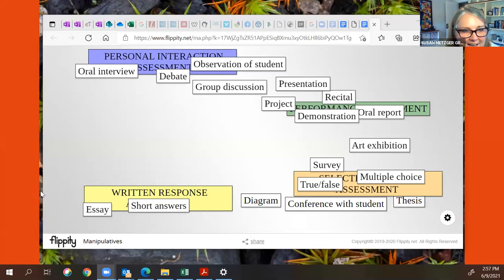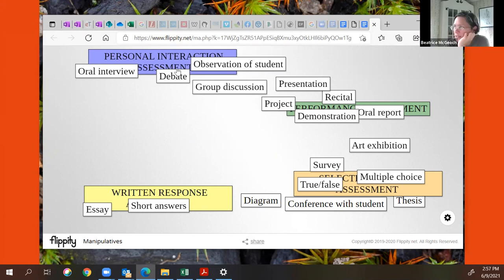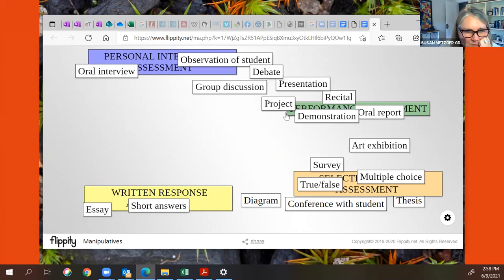Okay, so I see you kind of place the different assessment strategies on top of or around the different types. Yeah, because I sort of started thinking of it as like a spectrum. So for instance, debate, right, maybe goes here. It's more of a personal interaction than a presentation, but it's still like, I don't know. Mm-hmm. Okay.